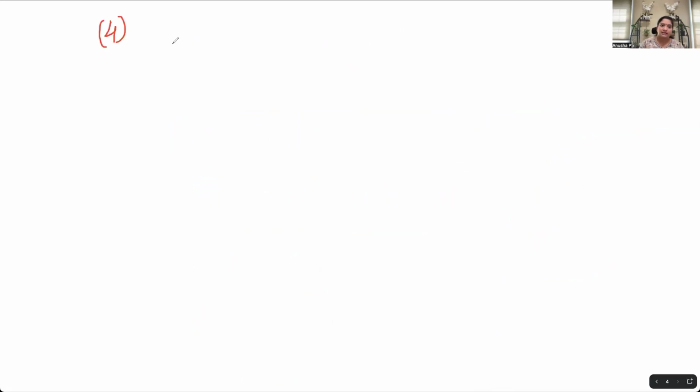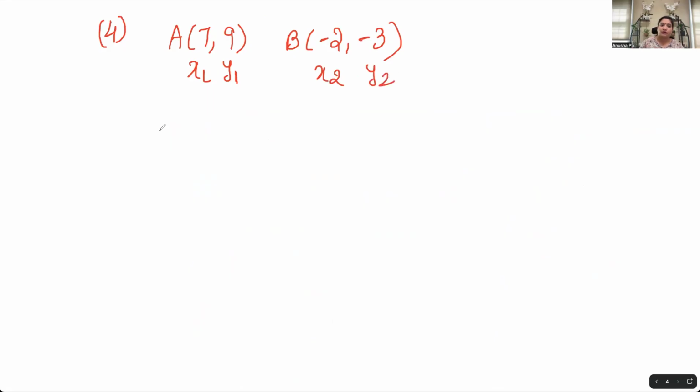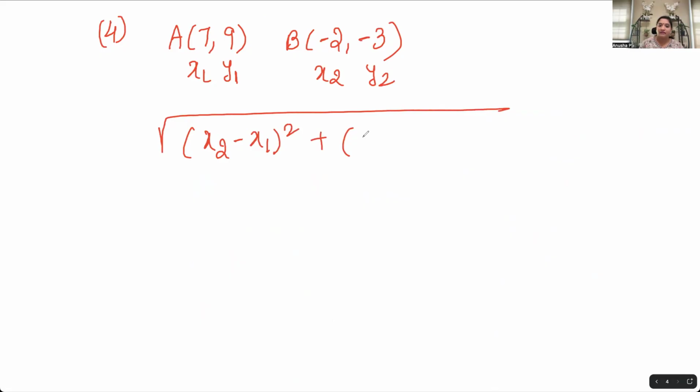Coming to the last example, A is (7, 9) and B is (minus 2, minus 3). Label the first point as x1, y1, second point as x2, y2, and we have to write the distance formula. Please, when you are practicing the questions, for every question write the formula, then automatically it will be easy for you to practice for your final test, or else you'll not remember the formulas.